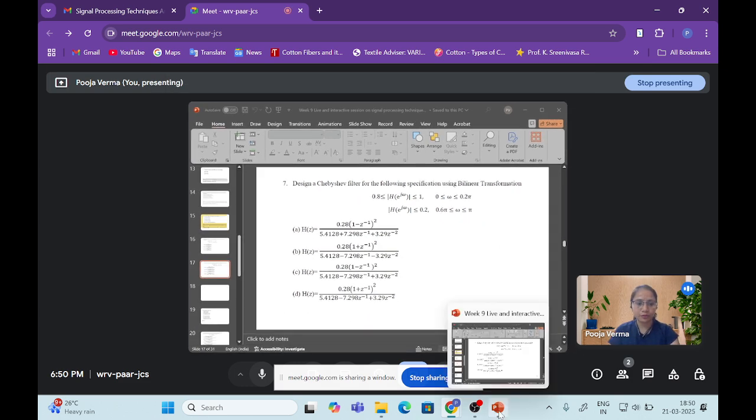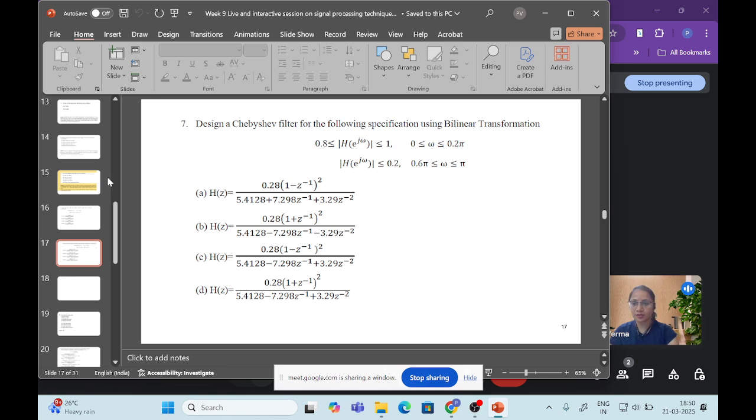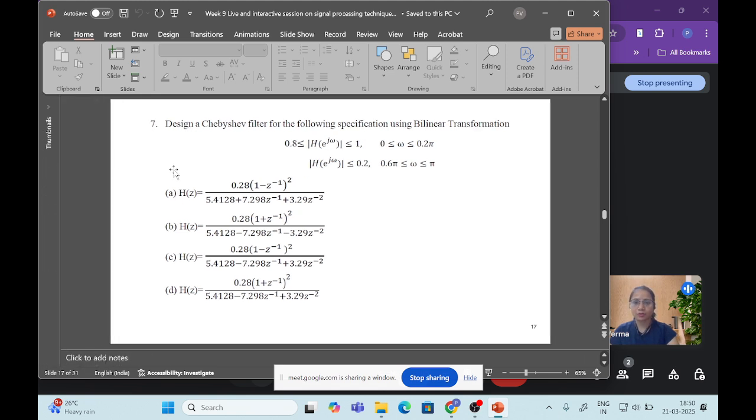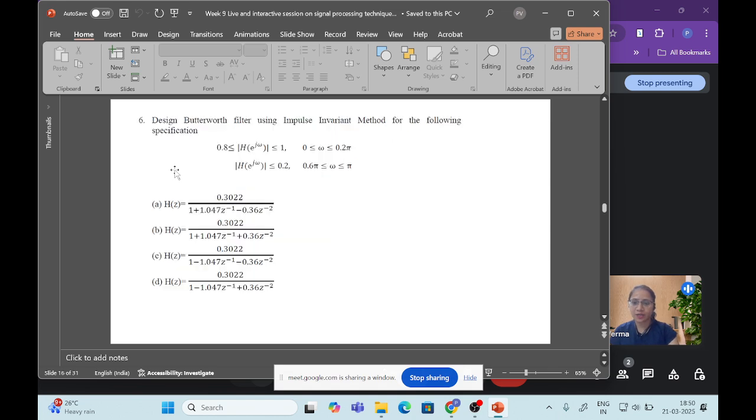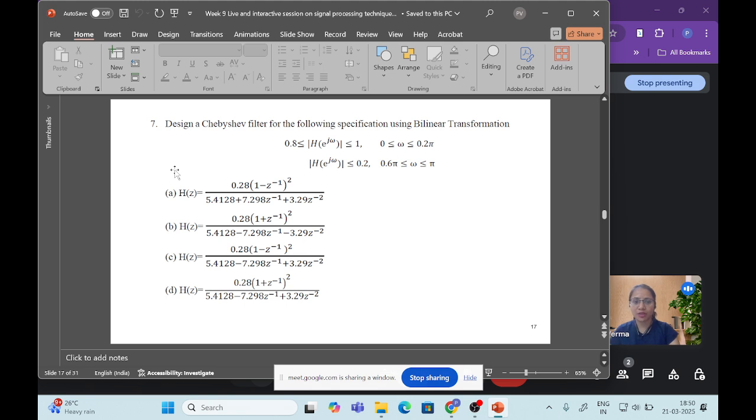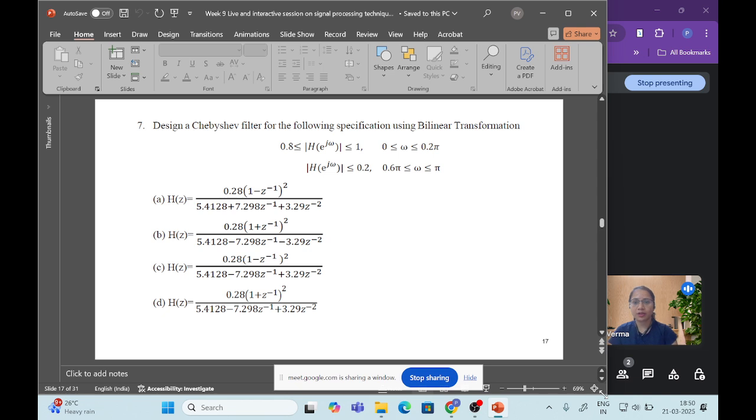Okay, sorry for the interruption. Till question number 6 we have solved. So now moving to the next question. Design a Chebyshev filter for the following specification by using the bilinear transformation.